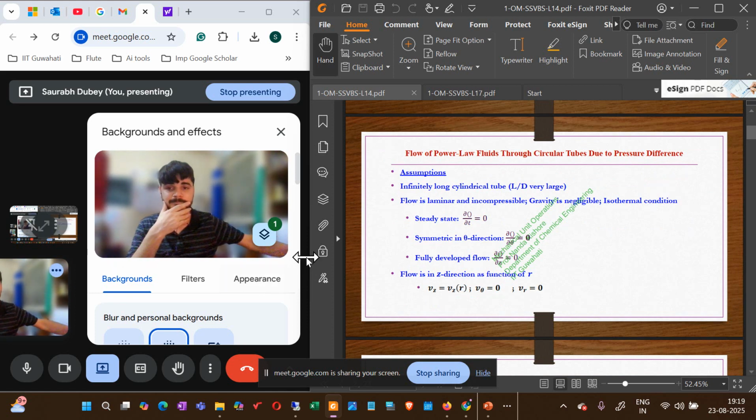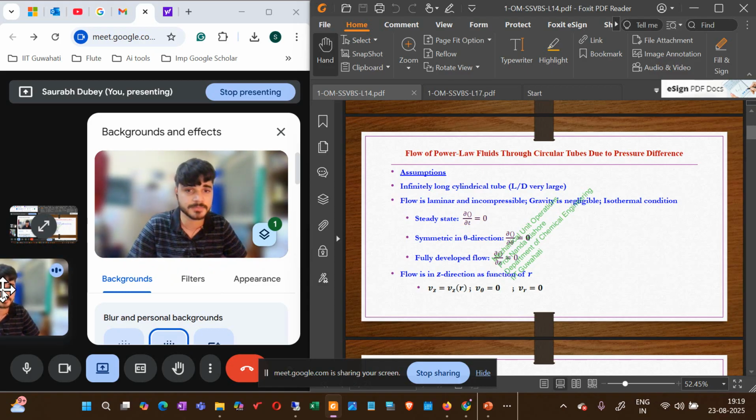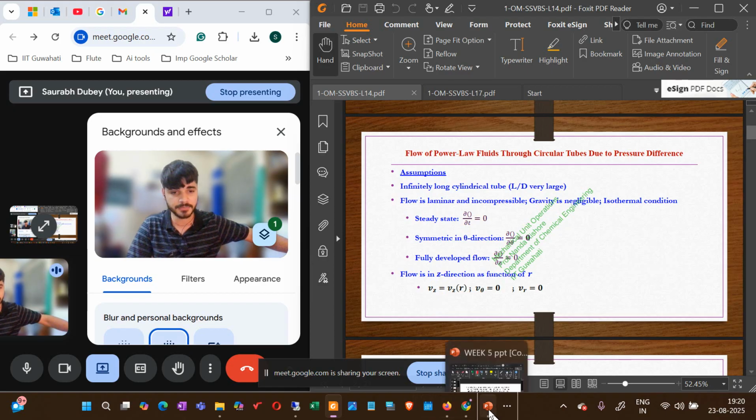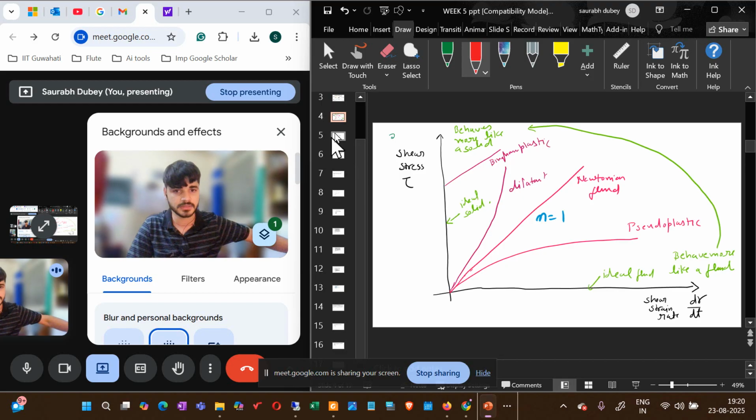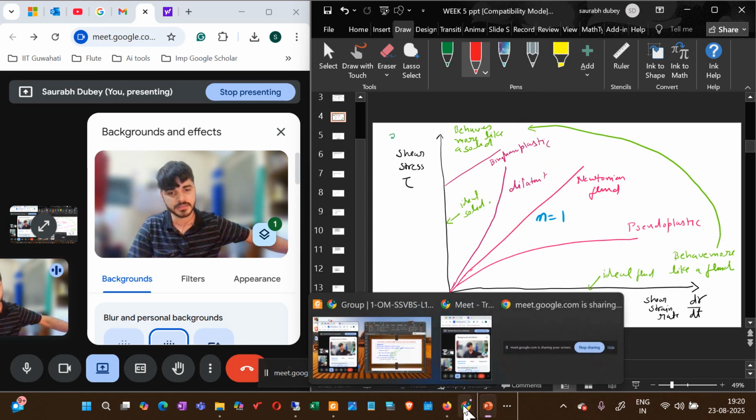So if you see this, how you are going to sail through this: the basic assumption is a Newtonian fluid, and how it is flowing through the pipe. It is the standard question that people solve in the basic fluid mechanics course, right? But here you are dealing with an advanced transport and advanced fluid mechanics course. And here you have the flow of power law fluid through a circular tube due to pressure difference. If you are able to do this, then you will be able to explain some concepts related to these three fluids, which were pseudoplastic, Bingham plastic and Newtonian.